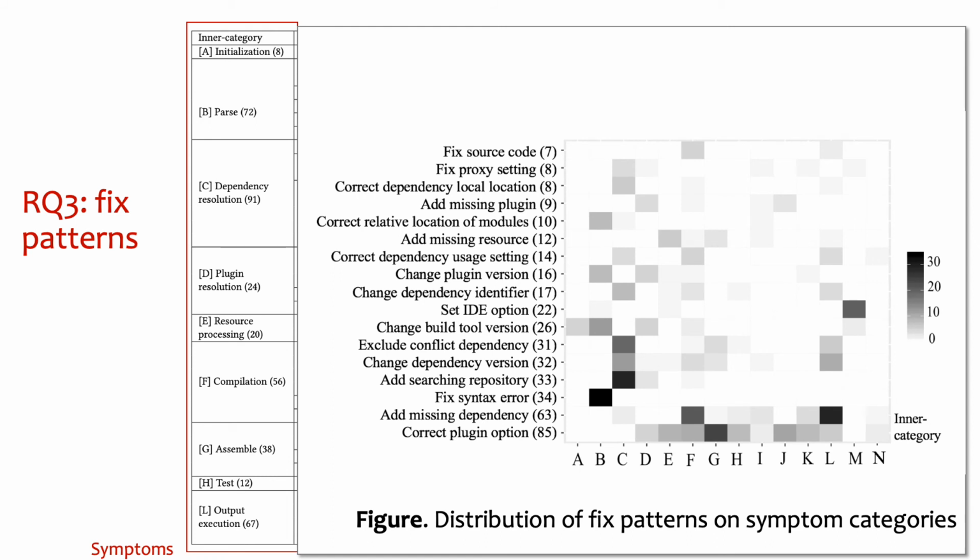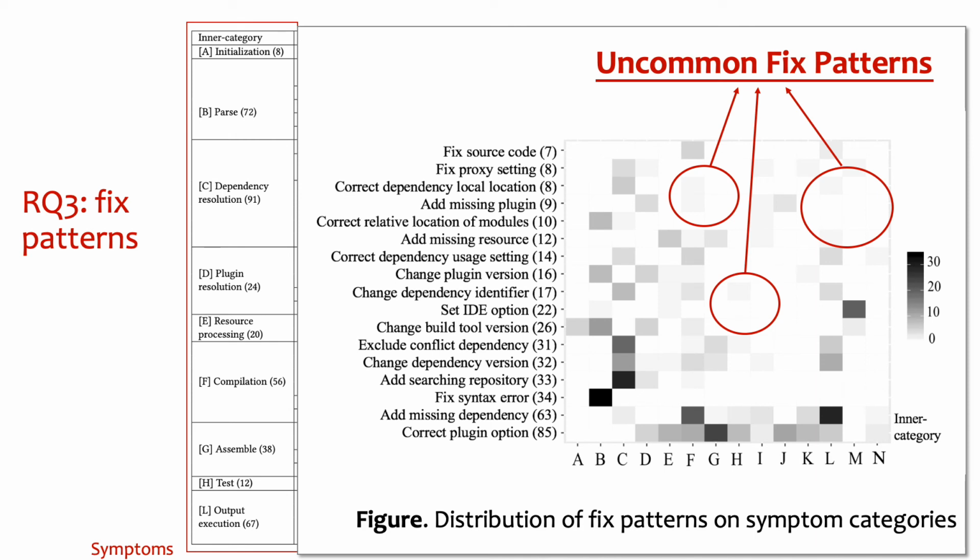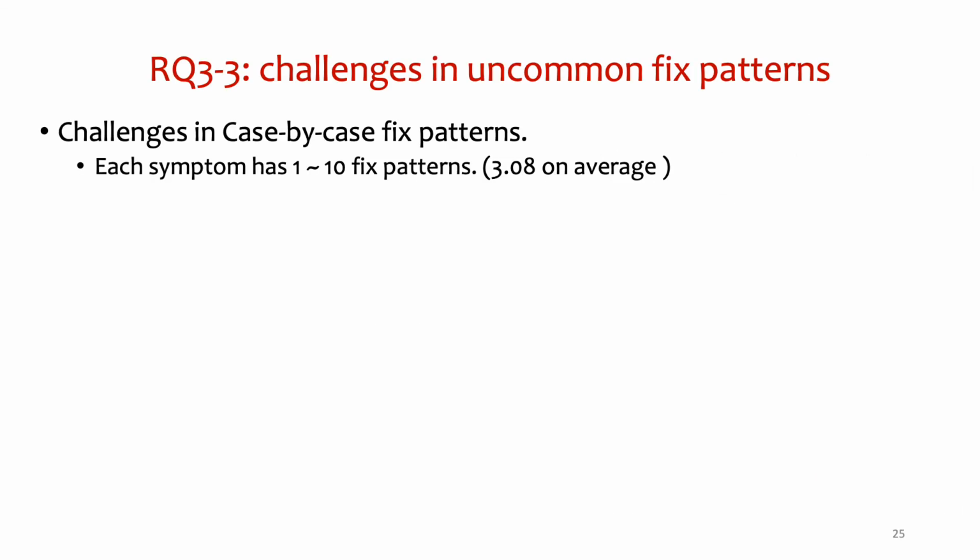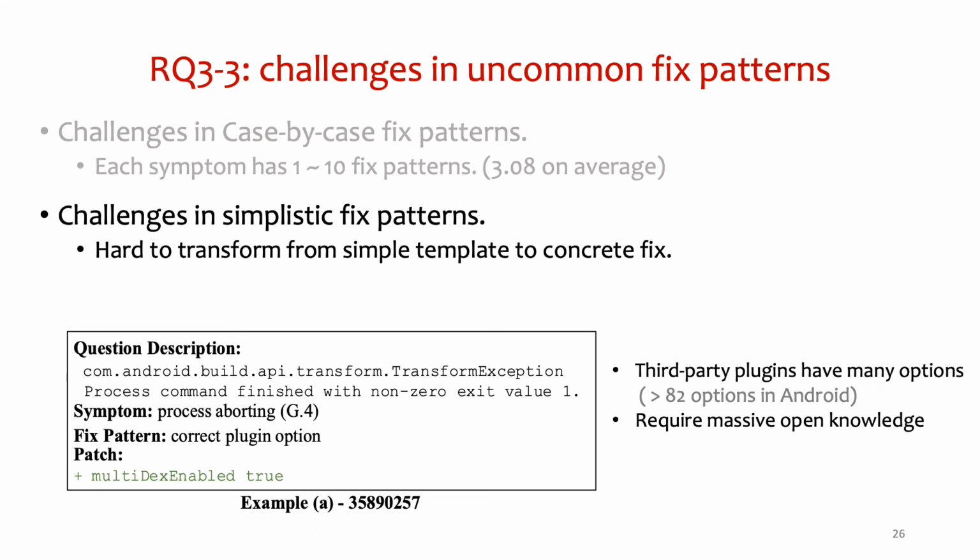In spite of such prevalent fix patterns and frequent pairs, many symptom categories do not have common fixing strategies and have to be fixed case by case. In particular, the number of fix patterns in each symptom category varies from 1 to 10, and the average number is 3.08. We also find that almost 79% of build issues are fixed by a few lines of modification on build script code. For example, changing a dependency version, correcting a plugin option, or correcting a plugin version often involves a one-line modification. But it's still challenging for developers to transform fix templates into concrete fix patches.